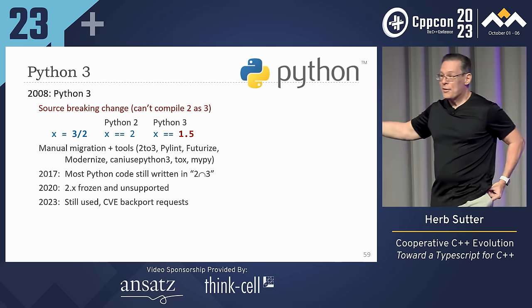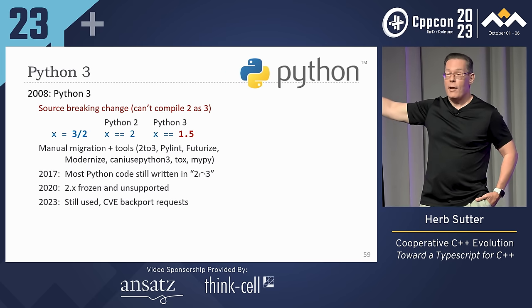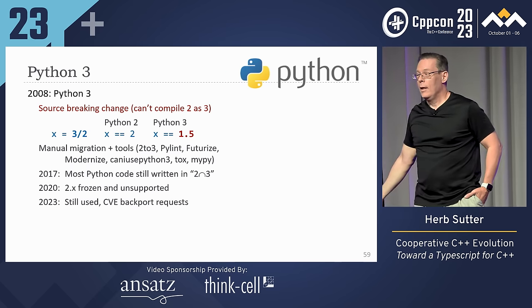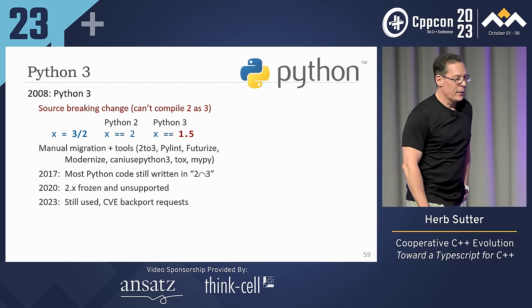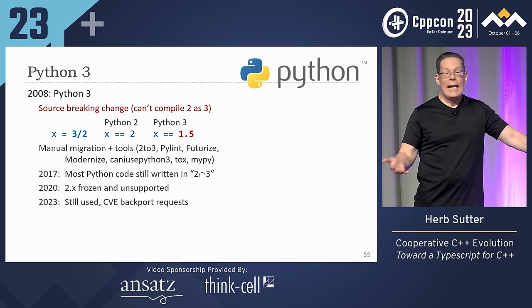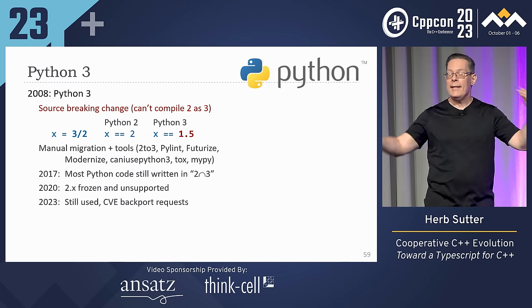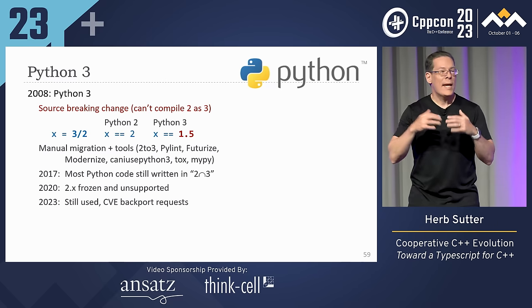And evidence of that is the fact that there are so many of them. If any one of them was good enough, the others would not exist. And yet we had to keep creating more. As late as 2017, so a decade after Python 3 was released, most Python code was still written in the intersection of 2 and 3, which is terrible. Like, think about it.